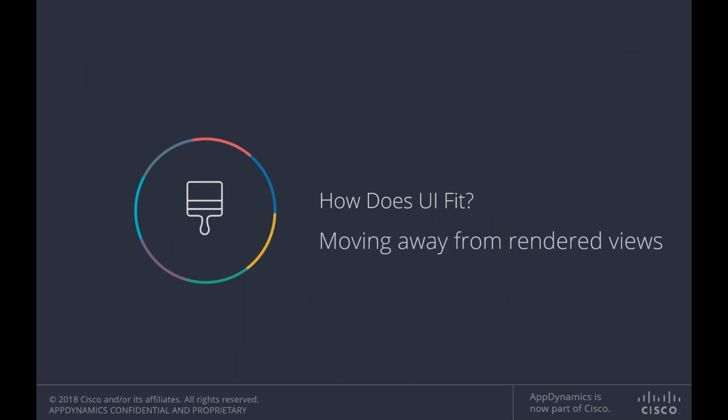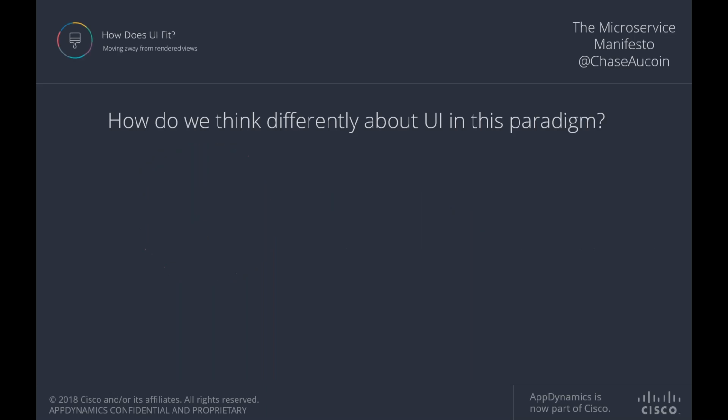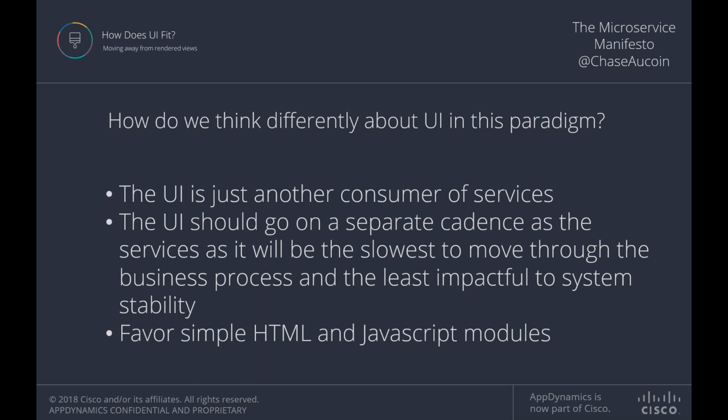So where does UI fit into all this? We want to try to move away from rendered views. We want to think about UI a little bit differently in this paradigm. Remember, UI is just another consumer of services. That's it. Your UI should ideally go on its own cadence, because UI tends to be the slowest part of the process, because you get somebody from the business that wants just that right shade of mauve to go into the UI before it can possibly go out into production, or whatever the use case is. But really, at the end of the day, it's where your customers are interacting with the systems, so it tends to go slower because you want to make sure that those interactions are good.